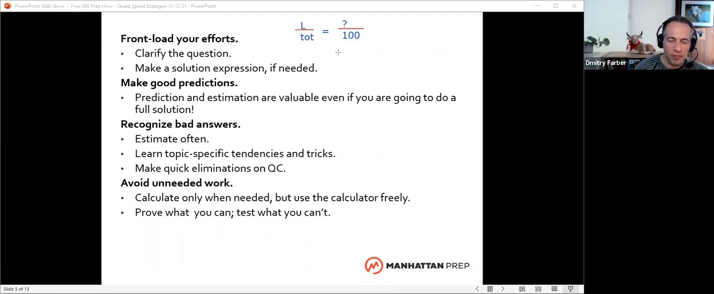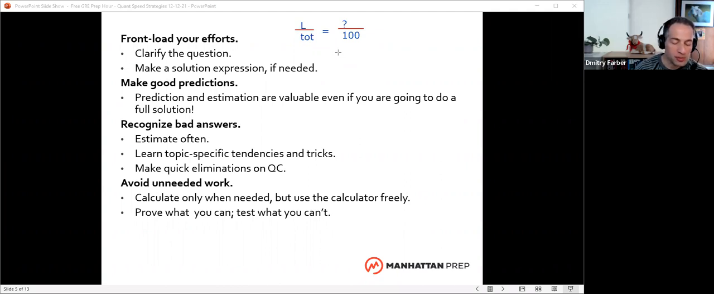Prediction we talked about, but often this is something people think of as an alternative to solving, and it certainly can be. I could say, oh, it's got to be bigger than 10, less than 20, maybe B or C, but it can also be a way of catching our mistakes. And I predict constantly, even when I'm going to do a full algebraic solution. It's just a really valuable thing to be able to do if you can do it quickly. And so that flows right into recognizing bad answers. The better you're doing at estimating, at sensing what's reasonable, the more often you could just say, oh, well, not that and not that. Okay.